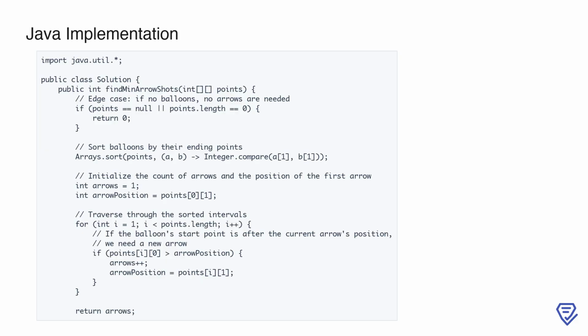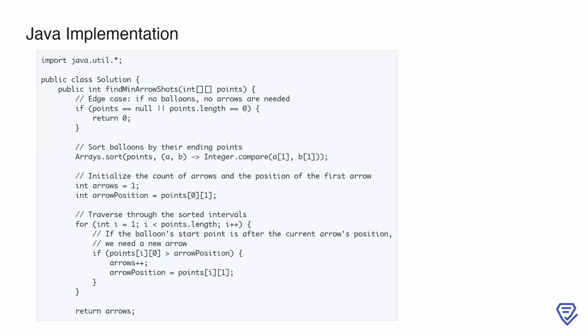Each subarray has 2 values, the start and end positions of a balloon. First, we handle the edge case where there are no balloons. If the input is null or empty, we simply return 0 since no arrows are needed. Next, we sort the balloons by their ending points using Arrays.sort. Sorting by the end positions ensures that we can use the greedy approach effectively, minimizing the number of arrows required.